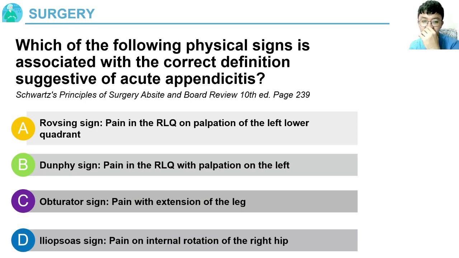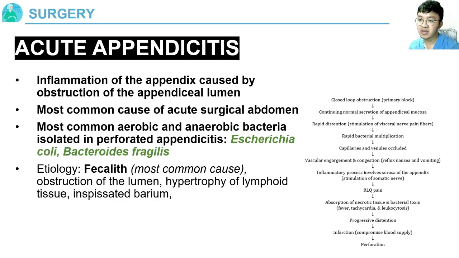The correct answer is letter A. Rovsing is pain in the RLQ on palpation of the LLQ. Dunphy sign is actually pain elicited in the right lower quadrant after coughing. Obturator sign is pain with rotation of the right hip, and iliopsoas sign is pain with extension. So it's actually reversed for your letter C and letter D options.